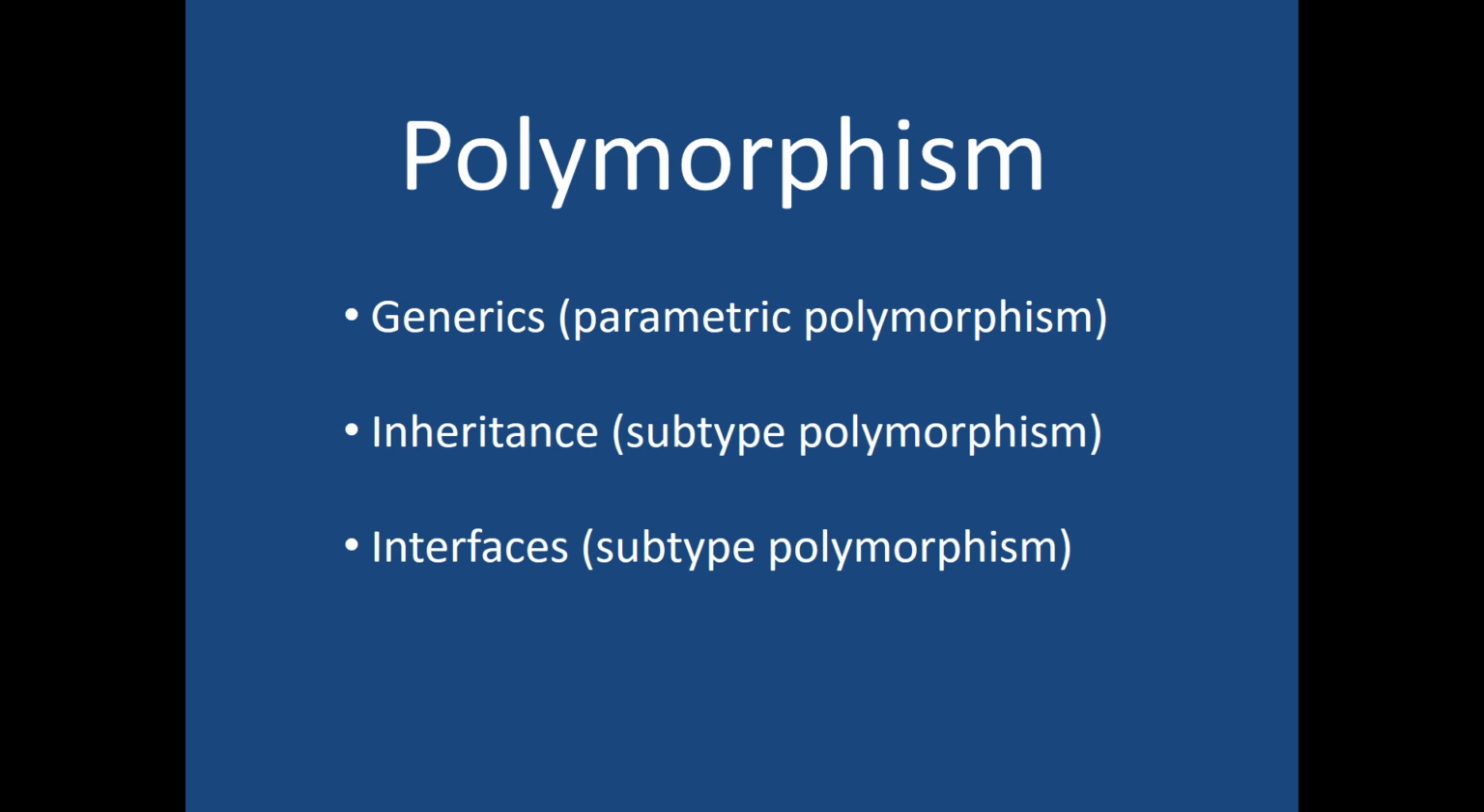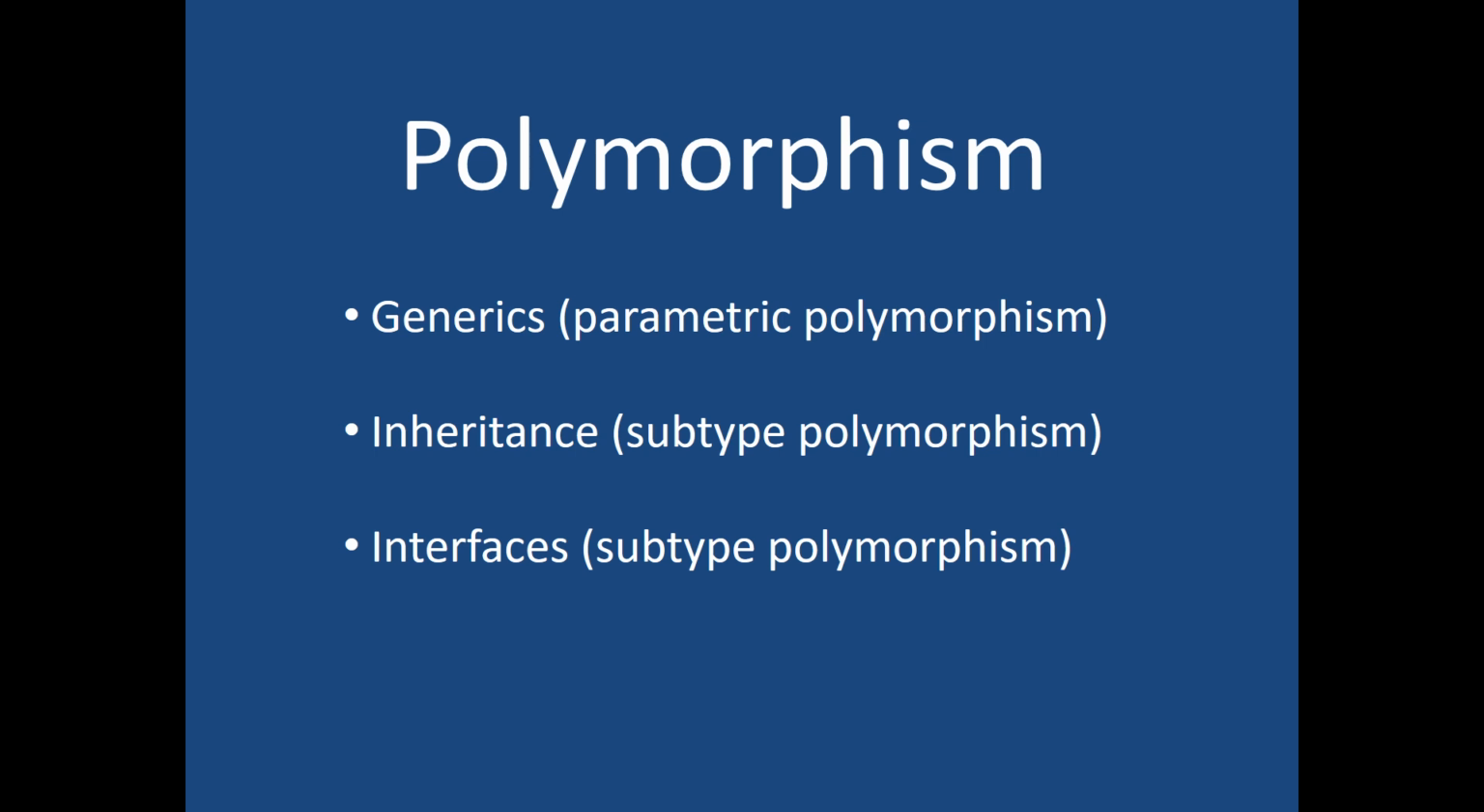So we're going to look at 3 forms of polymorphism in coming weeks. They are, first of all, generics, which you've already seen, inheritance, which we'll see today, and interfaces, which we'll see this week. Specifically, generics are an example of parametric polymorphism. The other 2 are examples of subtype polymorphism.